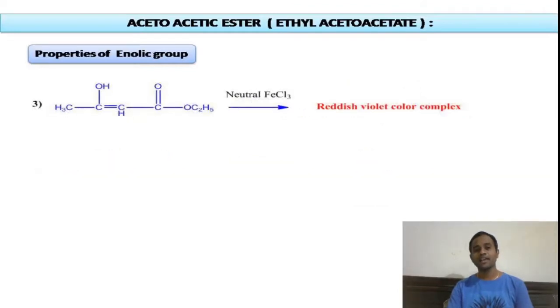And coming to the third reaction, this enolic group will form a complex with neutral FeCl3, that is, a complex with the Fe+3 ion, which is a colored complex having a reddish violet color. In this way, the presence of the enolic group can be identified using the neutral FeCl3 test. Compounds having an enolic group, upon reacting with neutral FeCl3, form complexes, usually colored in nature. In our case, ethyl acetoacetate will form a reddish violet colored complex.